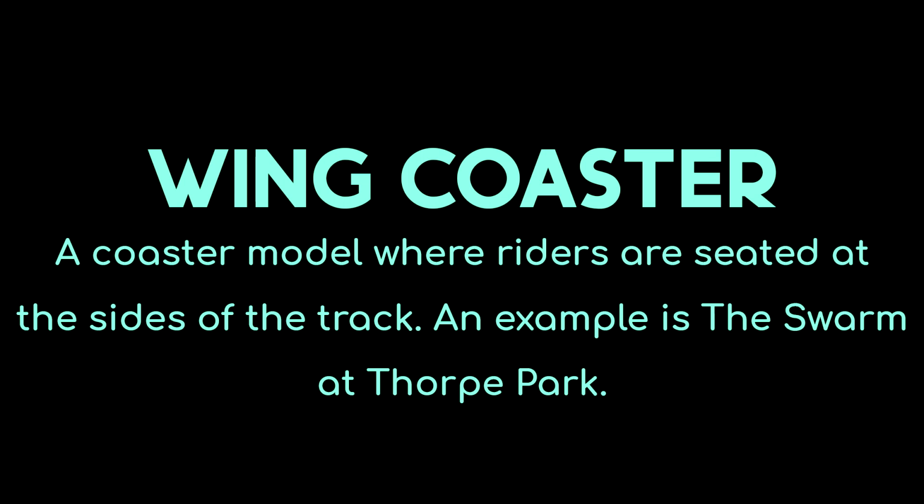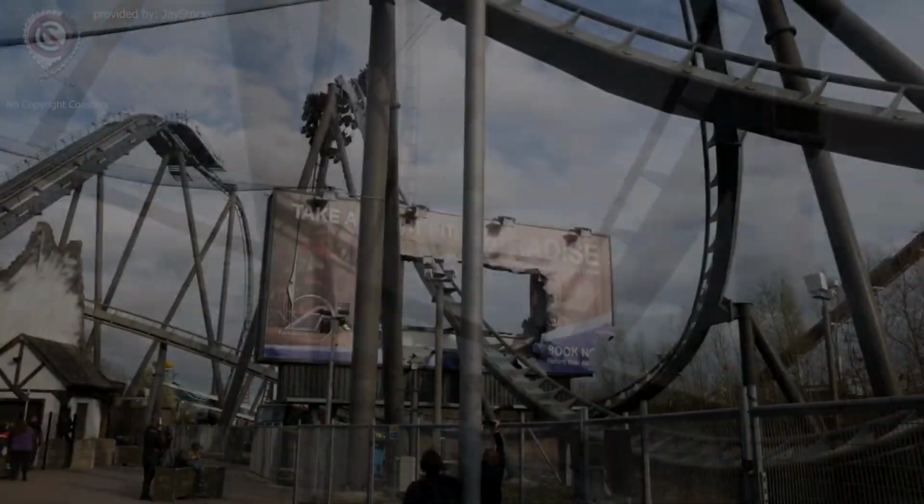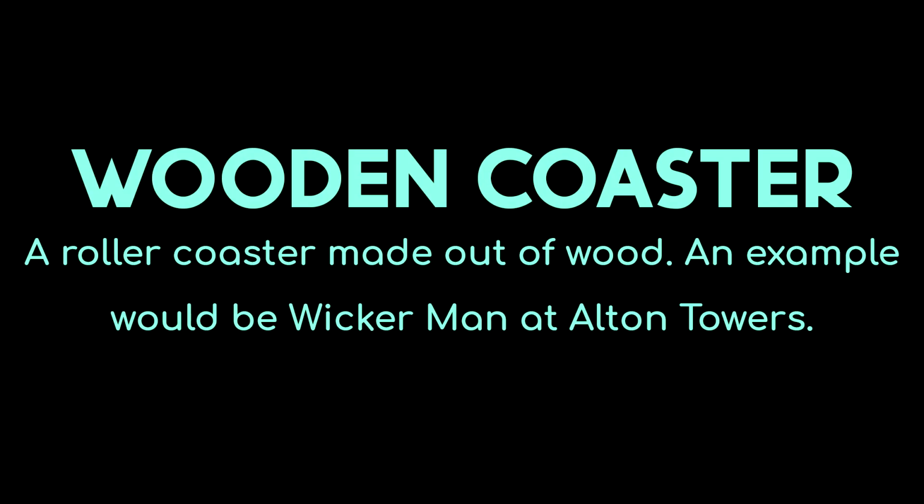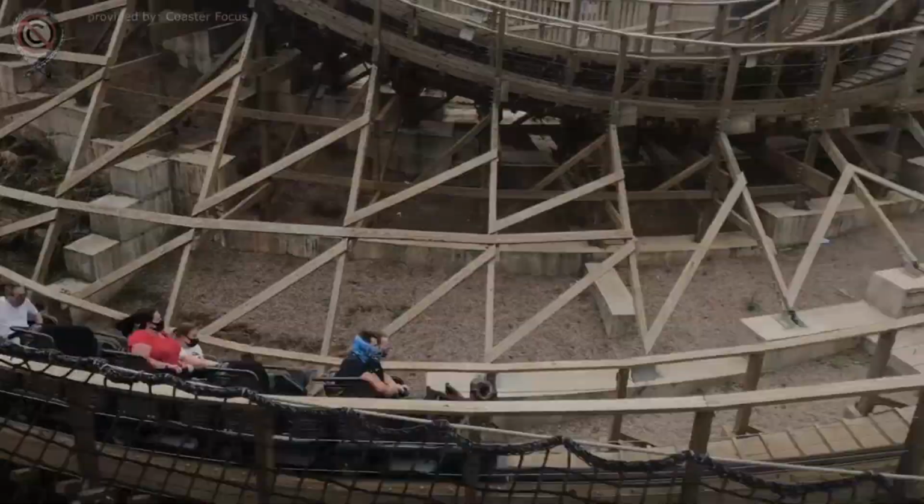Wing coaster. A coaster model where riders are seated at the sides of the track. An example would be the Swarm at Thorpe Park. And wooden coaster, a roller coaster made out of wood. An example would be Wicker Man at Alton Towers.